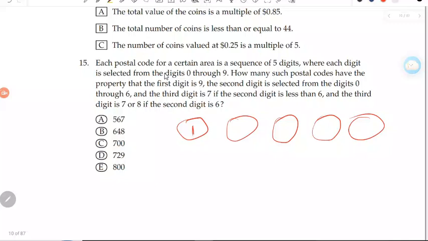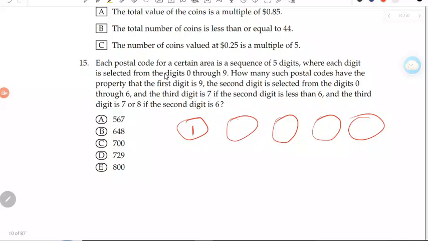Are we together? Okay, fine. Each postal code is 5 digits. So the first thing we can do is mark out 5: 1, 2, 3, 4, 5. Where each digit is selected from the digits 0 through 9. How many such postal codes have the property that the first digit is 9?